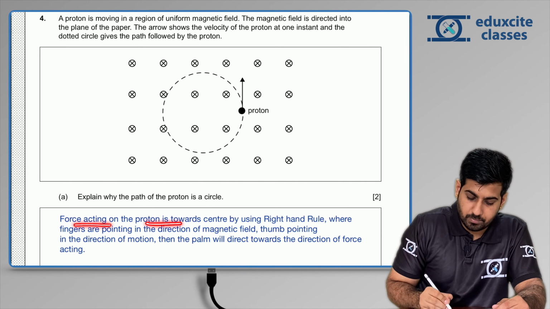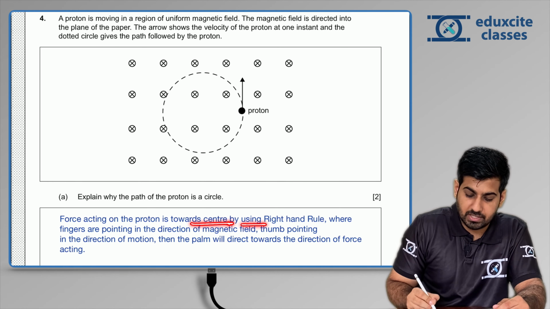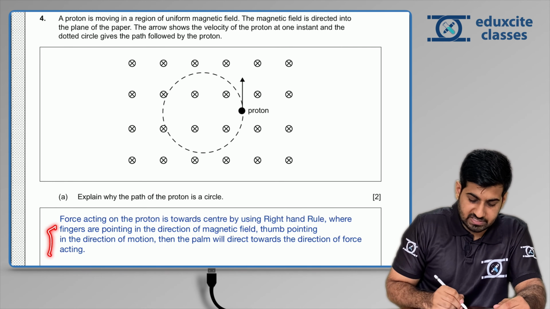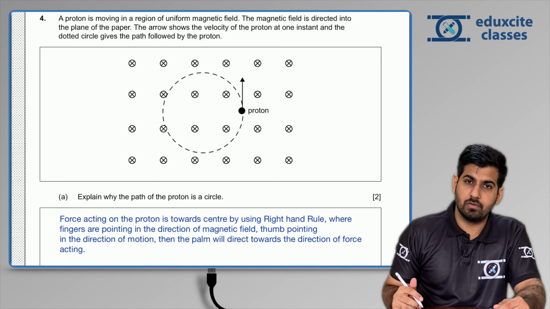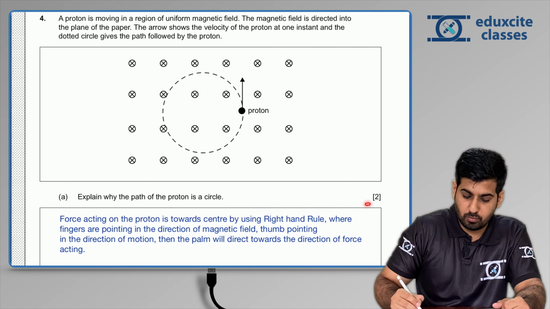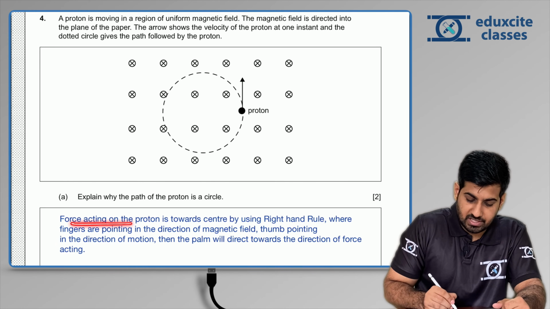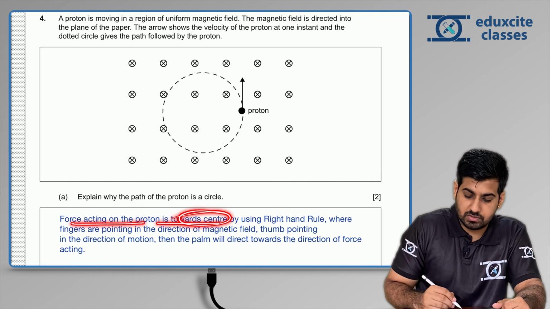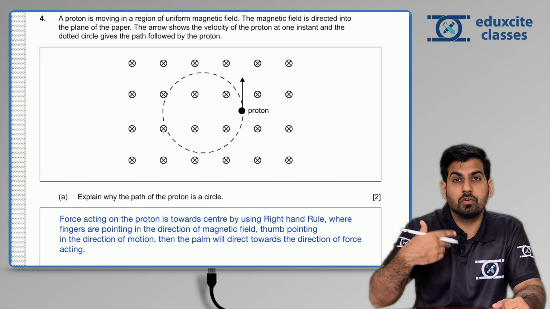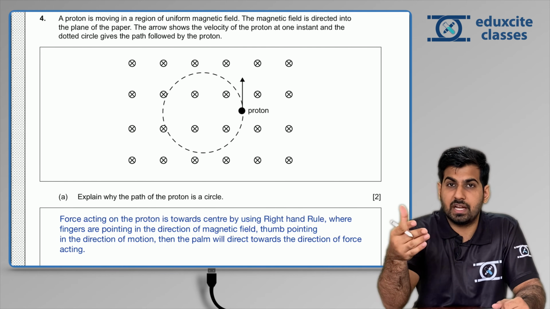The force acting on the proton is towards the center by using the right hand rule, where I have explained what we mean by the right hand rule as of now. Okay, so 2 marks. One is mentioning that it is acting towards the center, and why, how you came to this conclusion by using the right hand rule.